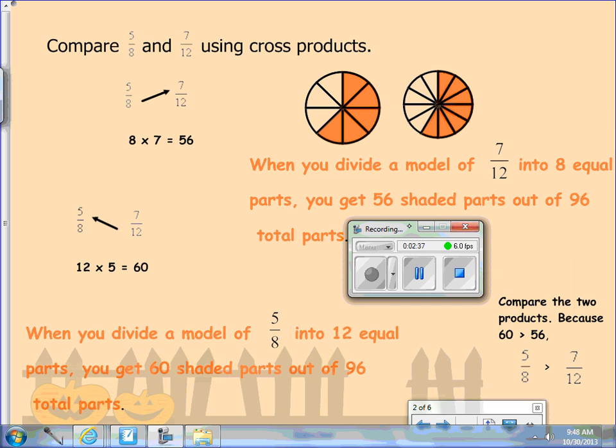So you'll notice when you compare the two products, because 60 is greater than 56, the 5/8 is greater than 7/12. Because you multiply the 5 times the 12, which is 60, 7 times the 8, which is 56, and that's how you come with the result of 60 is greater than 56.